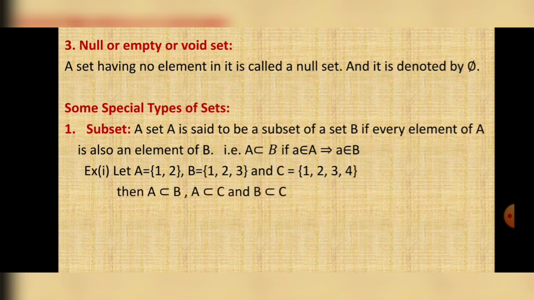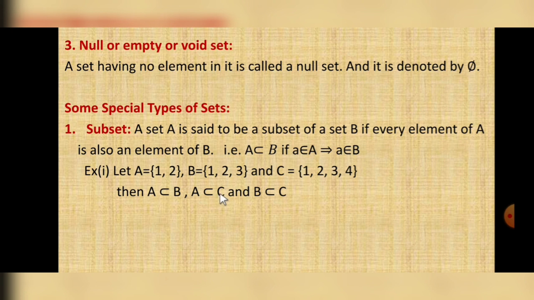Then here A is a subset of B, because 1 and 2 belong to A, and the same elements belong to B. Similarly, A is a subset of C. When we say A is a subset of C, whatever elements are in set A should belong to C. Here 1, 2 is there, and here also 1, 2, so A is a subset of C.